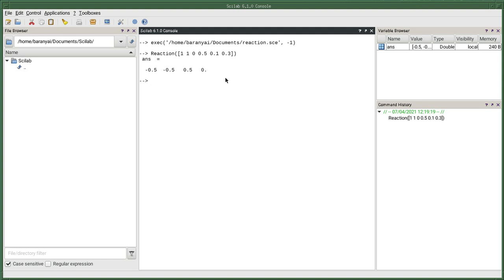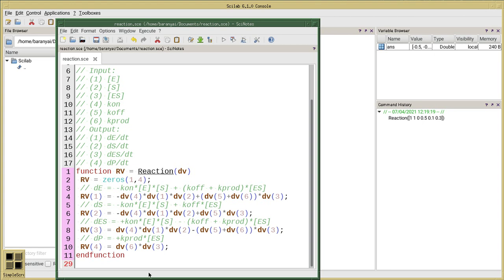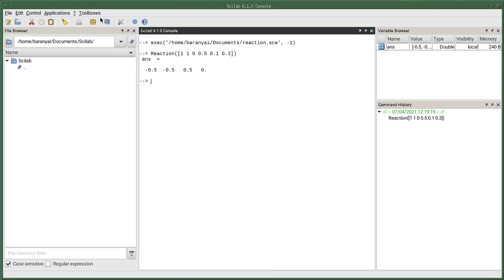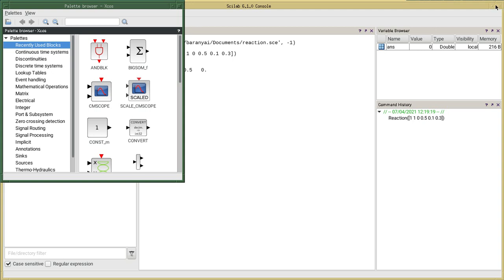So it seems that the reaction function is working. There is no problem, no mistake in it. So the source code that we made is working. There is no error. Okay, we are very happy with that. I will move this to the side because I will use this function in the simulation using the application Xcos. This is a graphical simulation interface.